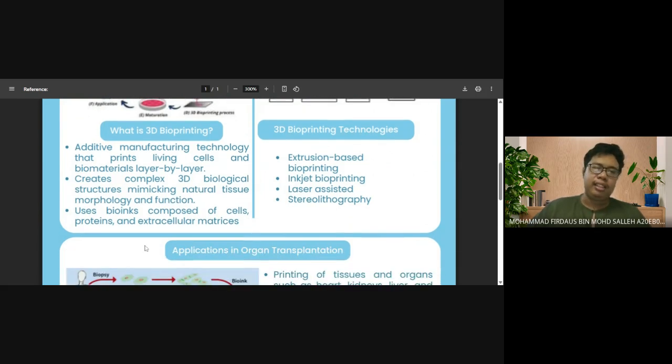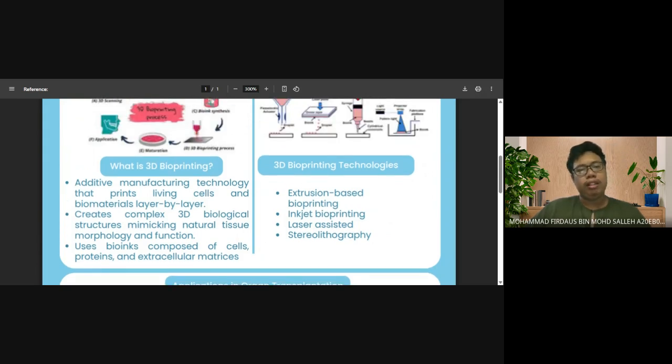The next one is the use of bioinks composed of cells, proteins, and extracellular matrices. The bioink is the counterpart of the filament in normal 3D printing. So for 3D bioprinting, we use bioinks. There are a few types of bioink in order to replicate different types of tissue.